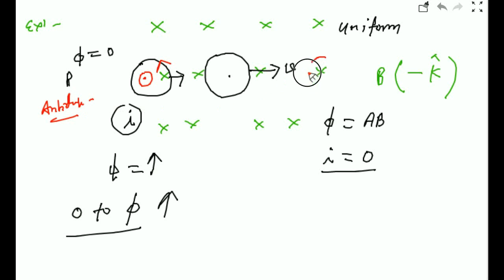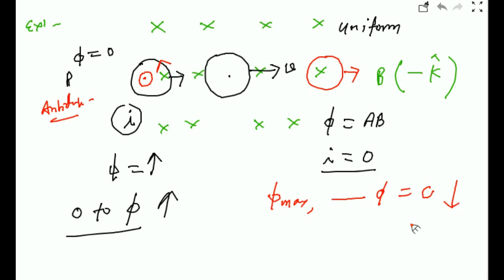Now the third case, suppose that this loop is going out. Now inside we have maximum flux, and then it is going to flux equal to 0. So now flux is decreasing. So now you can see the changes. The important point is that flux is changing. Then you can see the induced current here.